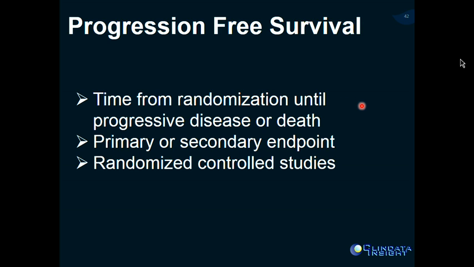So progression-free survival usually is the time from randomization to progressive disease or death. Sometimes it could be a primary endpoint, but most times it's going to be a secondary endpoint. And it's usually determined in randomized controlled studies.